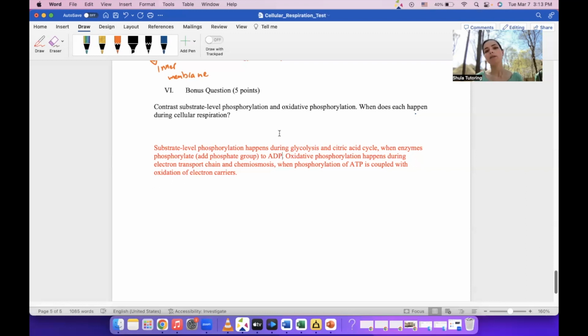When we unload electrons, electron carriers lose those electrons. So that's why we call it oxidative, right? Because oxidation is a loss of electrons. Electron carriers lose electrons, they become oxidized. So that's why production of ATP during the electron transport chain and chemiosmosis is called oxidative phosphorylation.